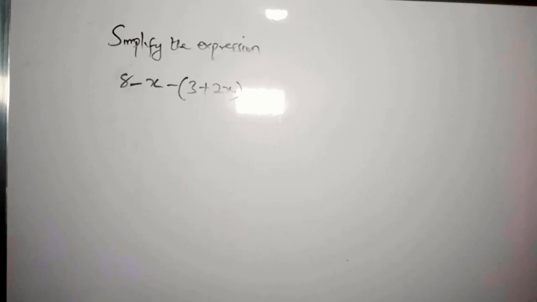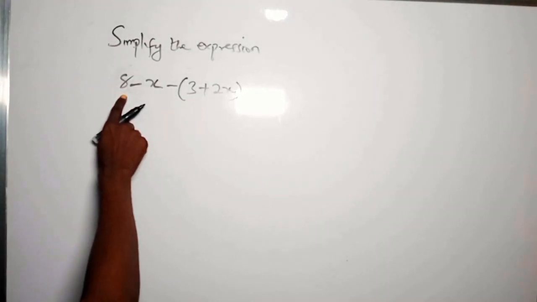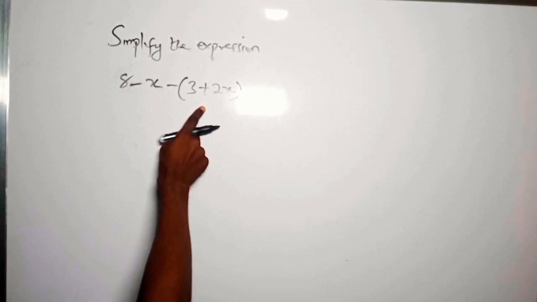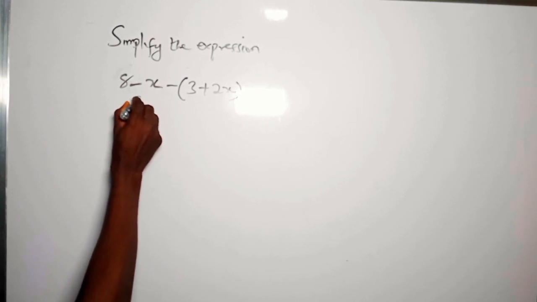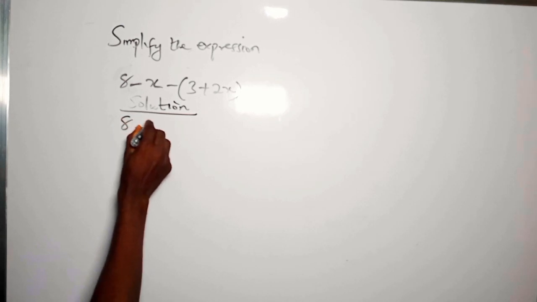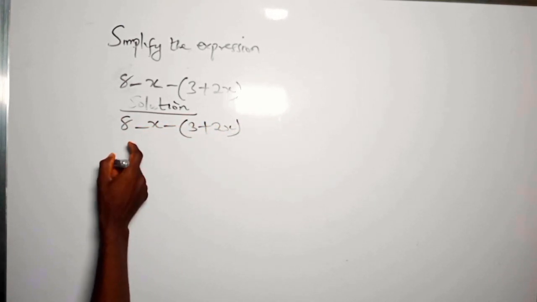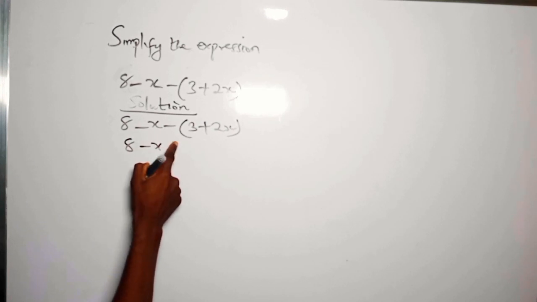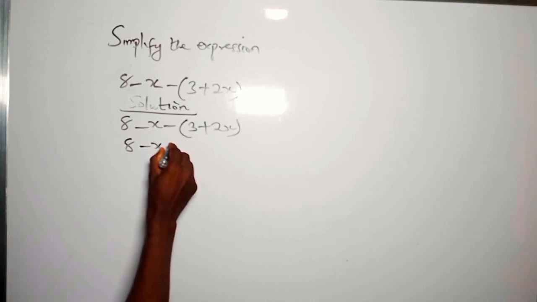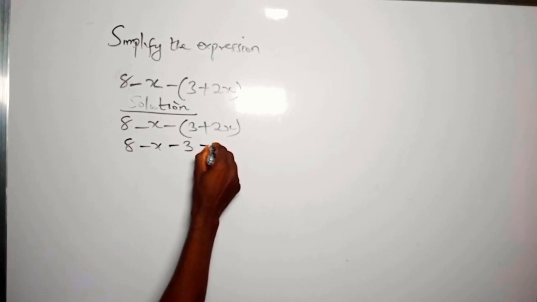Thank you very much. The question says simplify this expression. So we have 8 minus x minus, in the open brackets, 3 plus 2x. So how do we go about this solution? We have 8 minus x minus, open bracket, 3 plus 2x. From here we have 8 minus x. So we use minus 1 to distribute what we have here. We have minus 1 times 3, that's minus 3. Minus times plus is minus. Minus 1 times 2x is minus 2x.